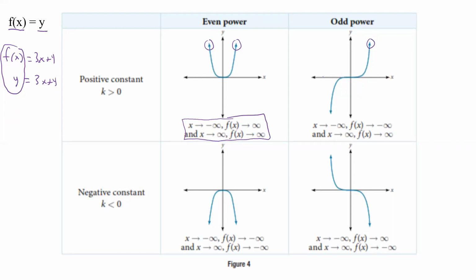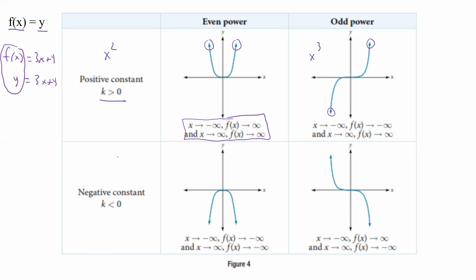And now what happens if we go to negative infinity? Well, we're going down to negative infinity. So as x goes to negative infinity, f of x goes to negative infinity. And this is for odd and even with k greater than 0. Okay, so that would be like your x squared, or in this case, your x cubed.